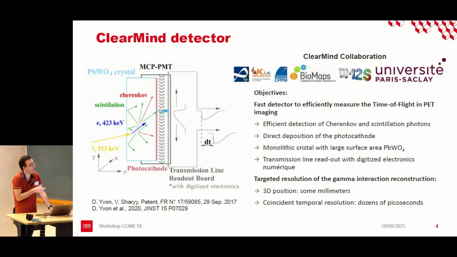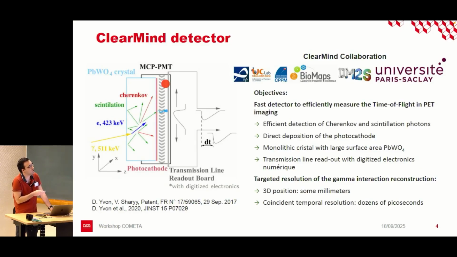The main principle of these detectors is that when it's a scintillator detector, when a gamma ray photon interacts inside the scintillator, it will produce Cherenkov photons. Cherenkov photons are due to the fact that it will produce an electron that is faster than the speed of light inside the scintillator. And these Cherenkov photons are emitted instantaneously, with a time on the order of a picosecond. And then there will be other photons, scintillation photons, that are emitted later.